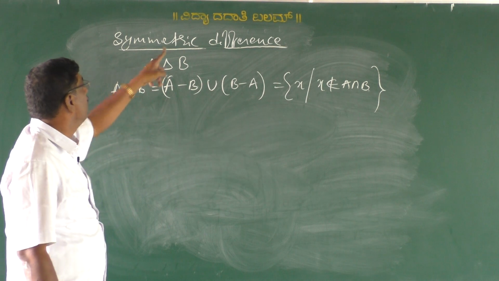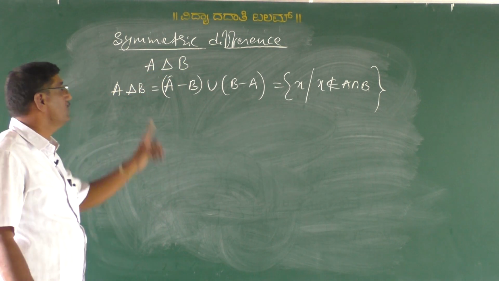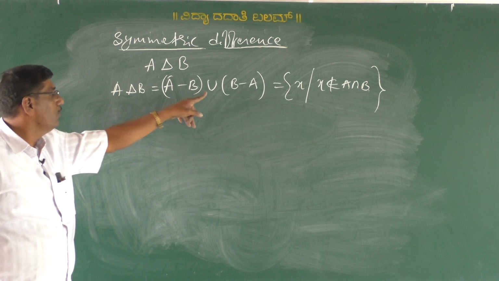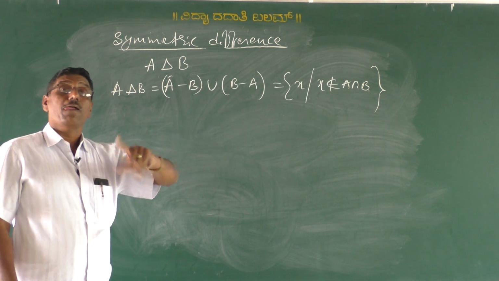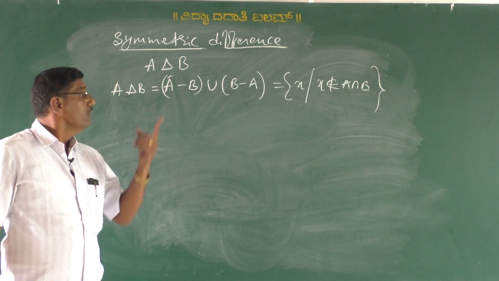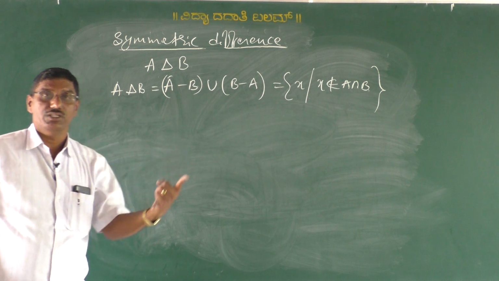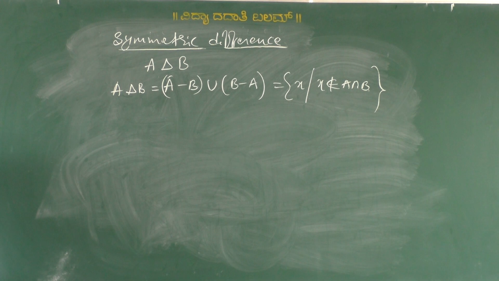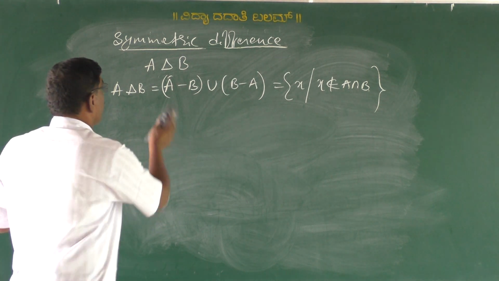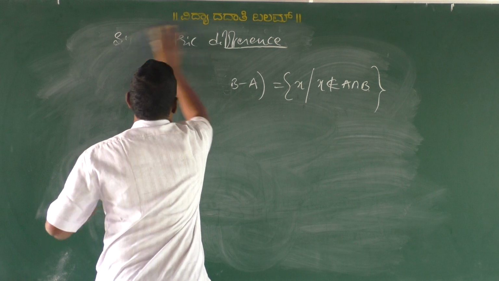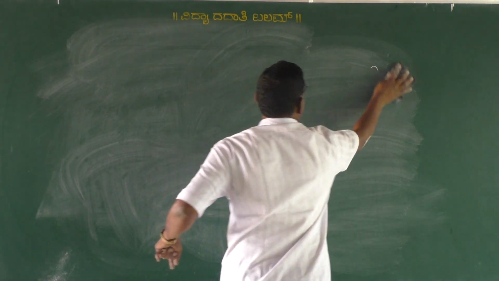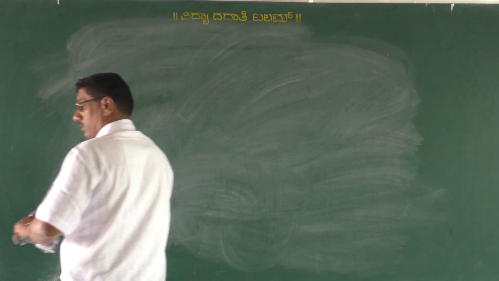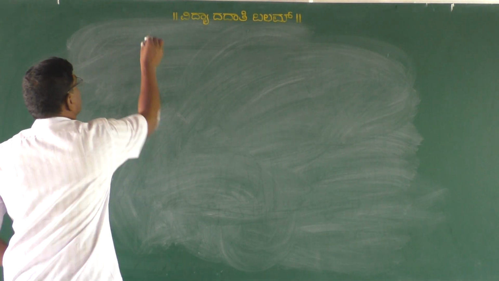That is about the symmetric difference of two sets A and B. That is the union of A minus B and B minus A, or A minus B or B minus A. Are you understood all of you? Yes. Next we have to move on to another operation, complement of a set.